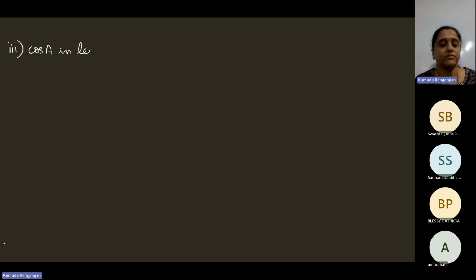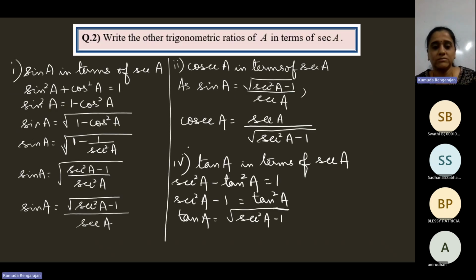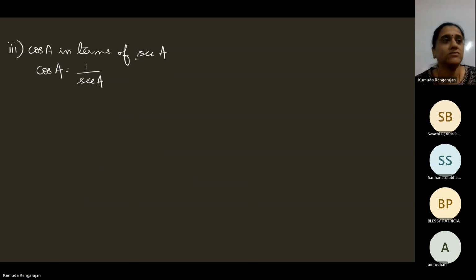Cos A in terms of secant A. So what is it? Cos A is equal to 1 by secant A. Then this is the fourth one. What we've already written, no? This is the fourth one. Just change the number. That's it.